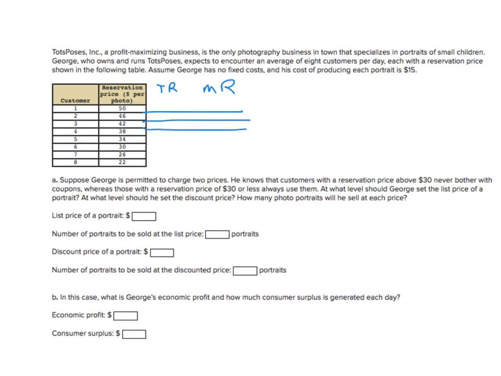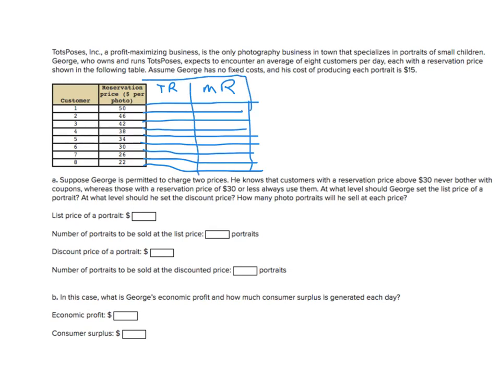Everybody that values the good more than the price charged will buy it. I don't know if I can write this small. It seems smaller than last time I did this, but let's give it a try.